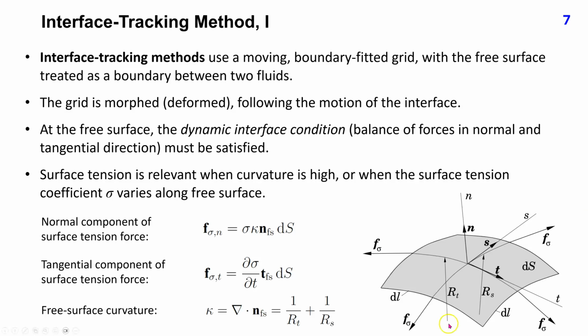the free surface. This figure shows an infinitesimal part of free surface with the length dl and the local coordinate system tsn at its center. At each edge of the surface element, a surface tension force F sigma equals sigma dl acts. The normal and tangential component of the net force acting on the free surface element ds are given by these two expressions. Here, kappa is the curvature of the free surface, which can be expressed as follows via the radii of curvature in two orthogonal directions, t and s.